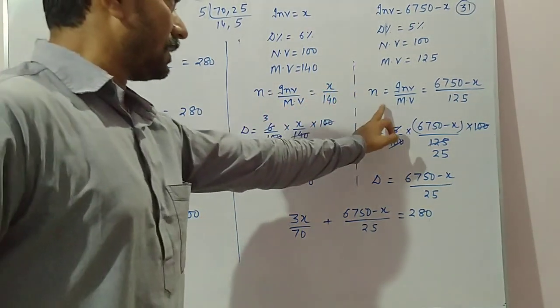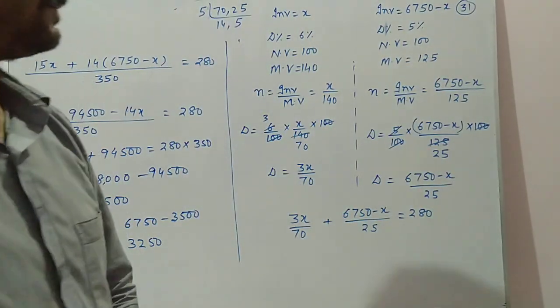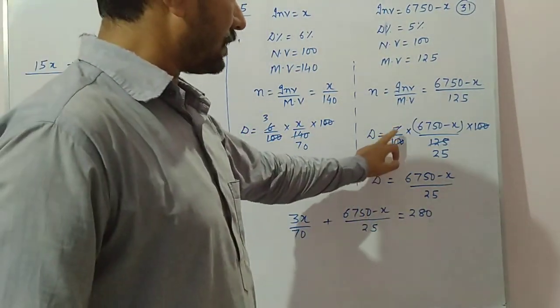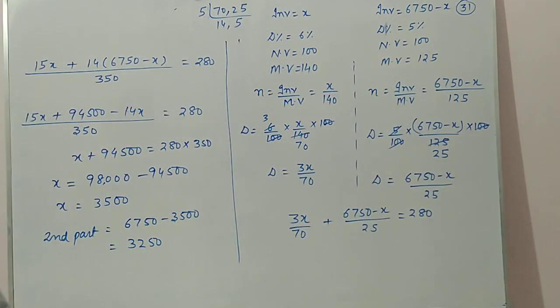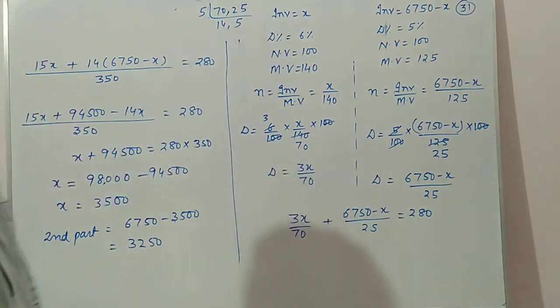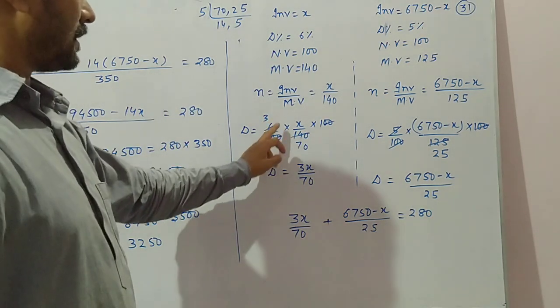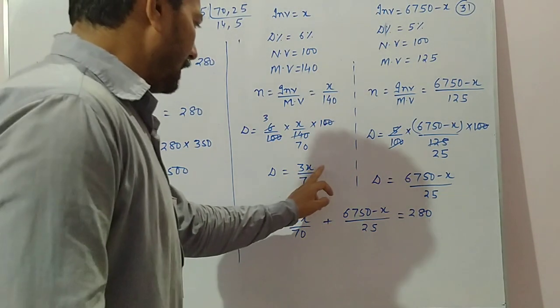Number of shares is investment by market value. We are determining the number of shares. Dividend is dividend percent by 100 into number of shares into nominal value, and we are getting this much as dividend. Again in the second part, number of shares is investment by market value. Then dividend is dividend percent by 100 into number of shares into nominal value. You are getting dividend 3x by 70.